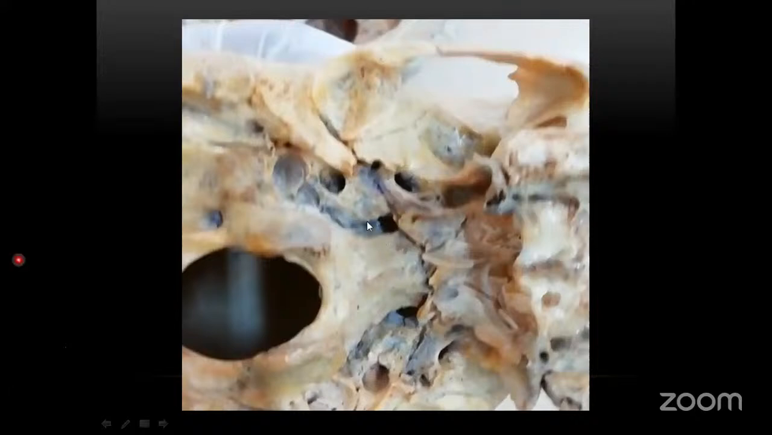You people will tell me. What is this area? Yes. Foramen lacerum. Excellent. What will be this area? Internal carotid canal. And what about this area? Jugular foramen. This is the fossa. Okay. And what about this foramen?